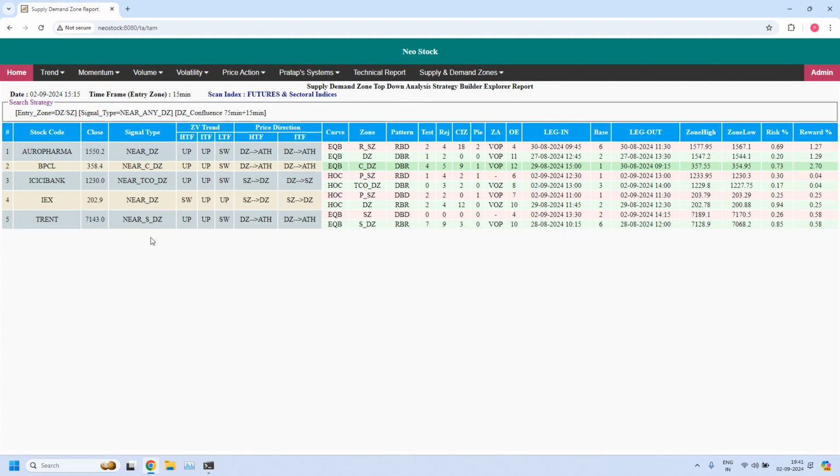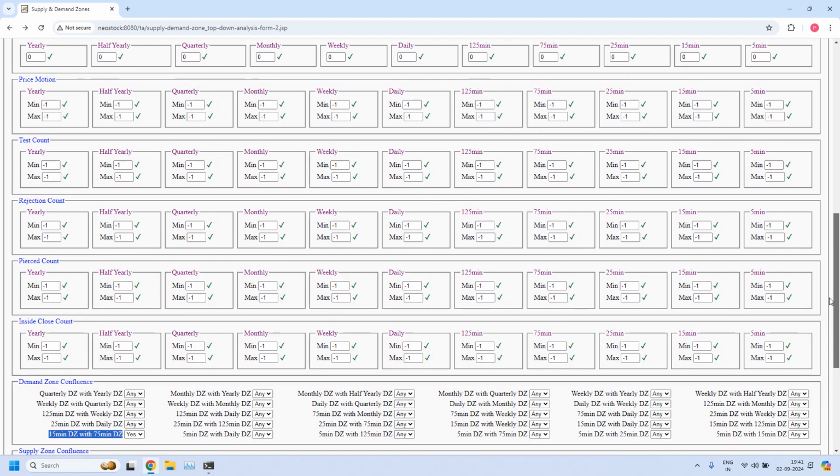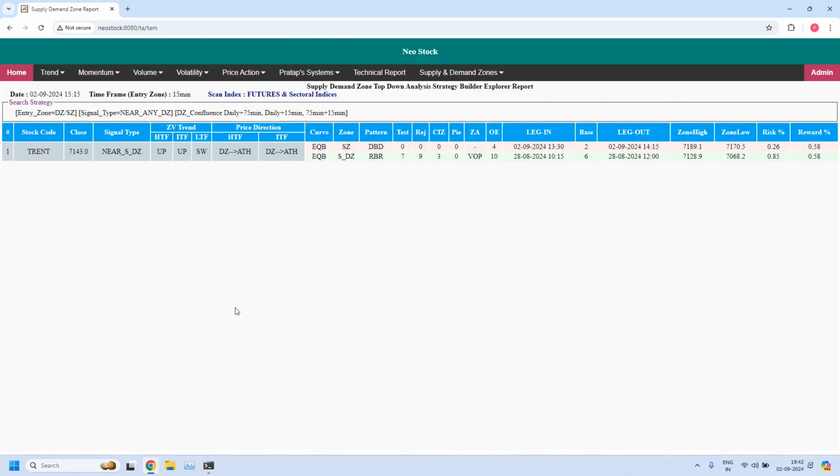Now we will verify how many of these stocks again have confluence with even the HTF time frame, that is daily time frame. In the demand zone confluence, I am enabling the 15 minutes demand zone with the daily demand zone. 75 minutes demand zone with the daily is also enabled, that is LTF, ITF, HTF confluence. Only one stock is filtered and it is a high liquidity zone. Already tested 7 times. RR is not good, but if you fine tune this 15 minute zone with 5 minute zone, you may get a good RR. That you need to verify.